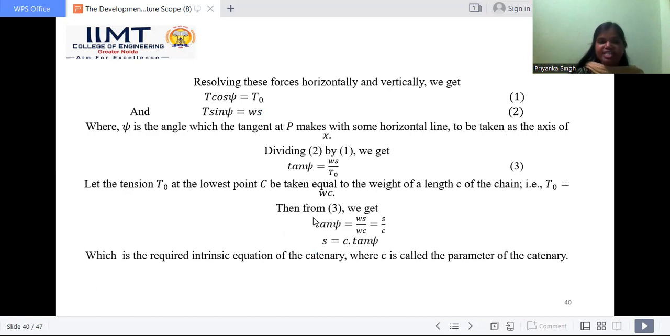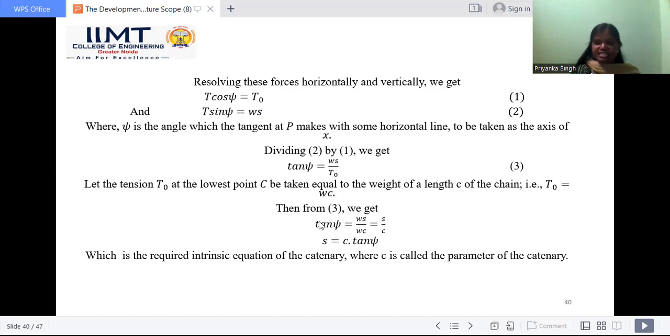Equation 1 is T cos psi equals T0, and equation 2 is T sin psi equals WS. Next, we divide equation 2 by equation 1. So T cancels, sin psi upon cos psi is tan psi, which equals WS upon T0. And T0 is equal to WC, because C is the lowest point of the string, and the weight of length C is WC. So T0 is equal to WC. Here in equation 3, we put T0 equal to WC. So W and W cancel, and we find S equals C tan psi. After cross multiplication, we find the intrinsic equation of the catenary.